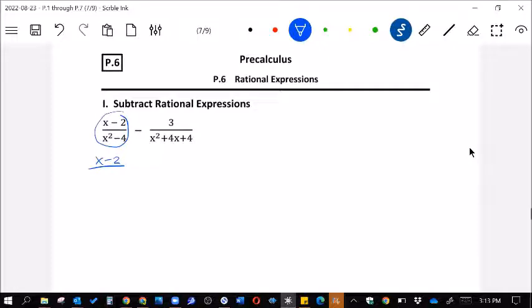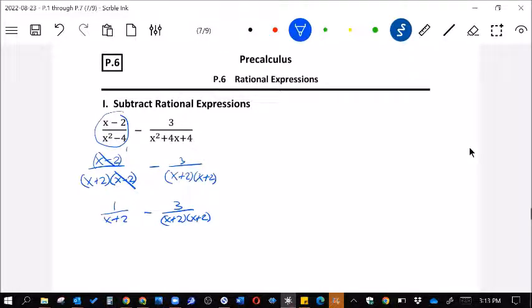x minus 2, and on the bottom, we have x plus 2 and x minus 2. So factoring this right off the bat is going to help us. In fact, this one, x squared plus 4x plus 4, is x plus 2 squared, and I'll write that as two x plus 2's. But here we can see that these cancel. So in place of x minus 2, I have 1. So 1 over x plus 2 minus 3 over x plus 2, x plus 2.